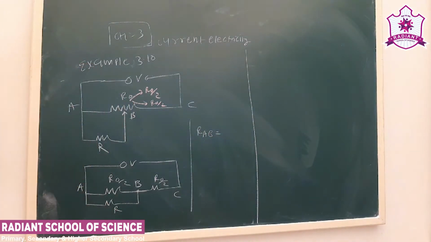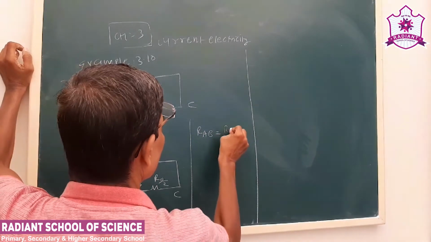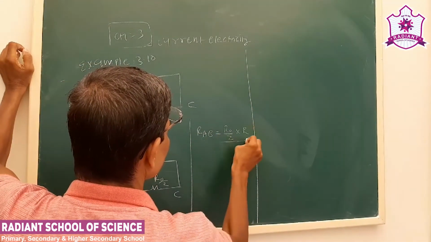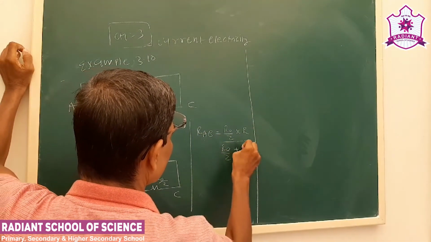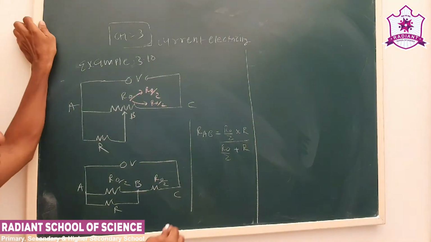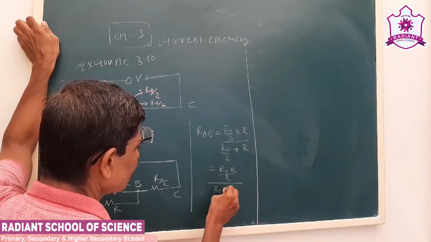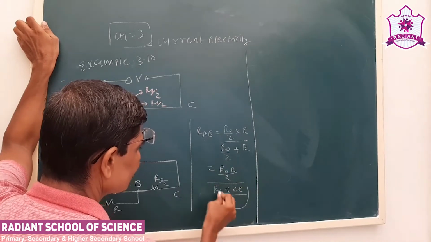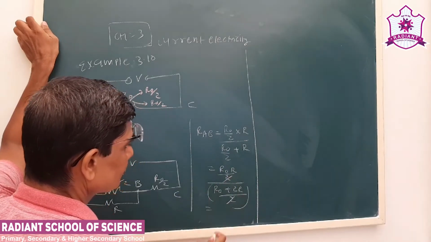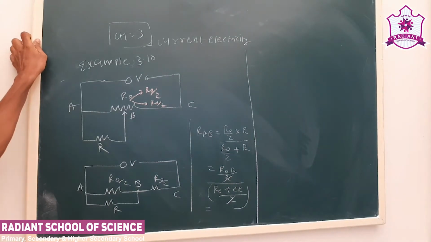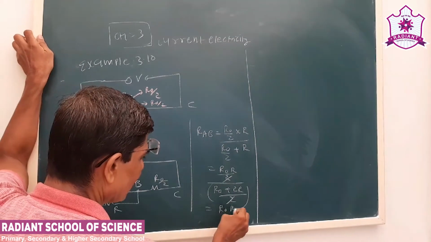These two are in parallel: R0 by 2 into R, upon R0 by 2 plus R. Now if I solve, it is R0 R upon 2 upon R0 plus 2R. So this has become R0 R upon R0 plus 2R.